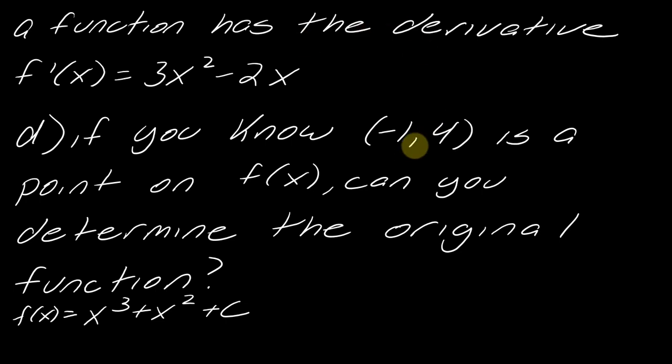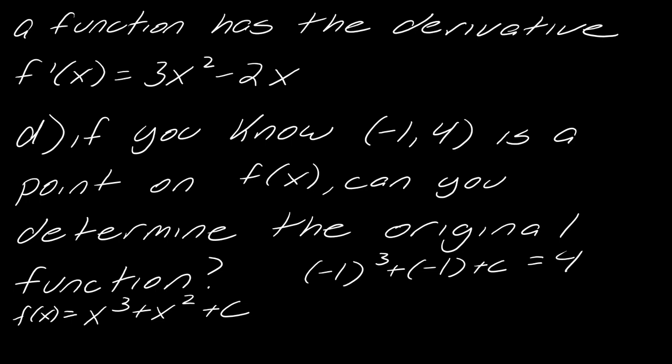But now I have this point, and I can actually determine the original function if I have a point on that function. So what I could do is plug in that negative 1 like this, and I still have that plus c. And I know that when I put all that information in, this has to equal 4.